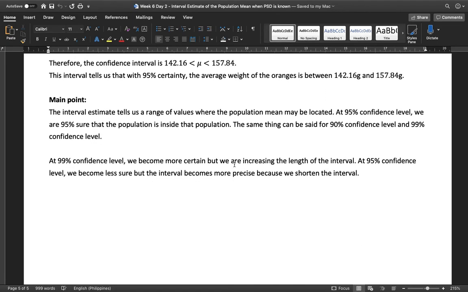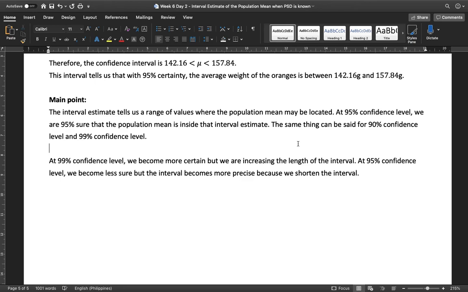So for our main point here, the interval estimate tells us a range of values where the population mean may be located. At 95% confidence level, we are 95% sure that the population mean is inside that confidence interval estimate. The same thing can be said for 90% confidence level. Nabanggit ko na ito kanina, at 99% level, we become more sure, but we are increasing the length of the interval. At 95%, less sure, but more precise because we shorten the interval.